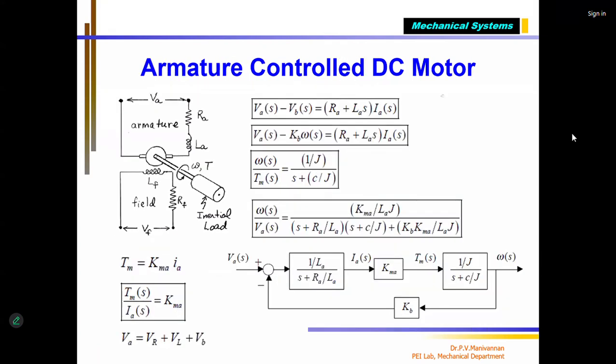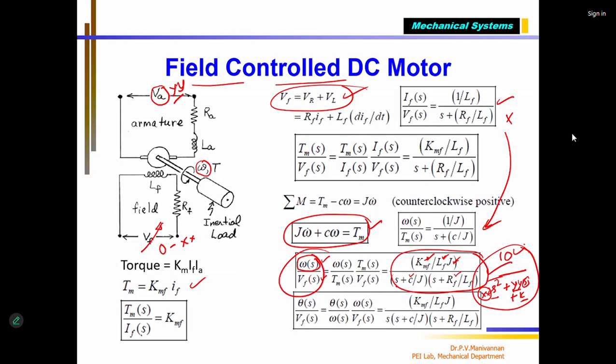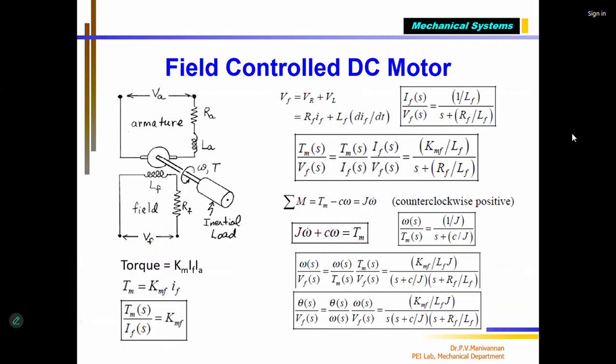Next, this is for the field control motor. The other one is called the armature control motor. Only one difference we see: in the field control motor, when we write the mathematical model, you have only V of F as input. This is the supply voltage, which you are going to apply from 0 to 10 volts. To this we apply a constant 10 volts.